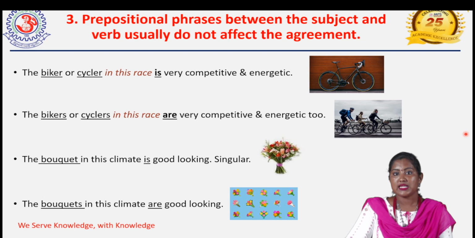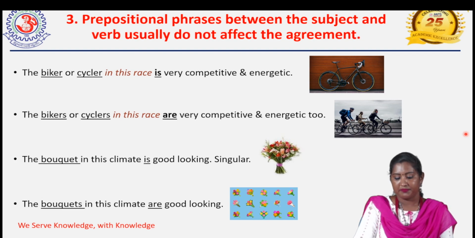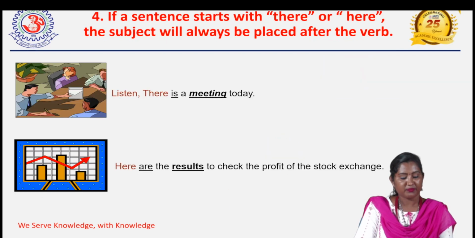So a bouquet consists of many flowers. Though it is singular, the name which we coin as bouquet contains many flowers, but it should be treated with a singular verb only. We'll move to the next one.